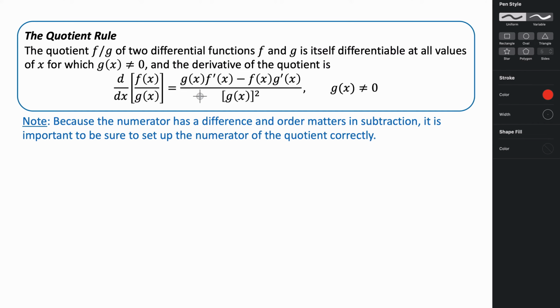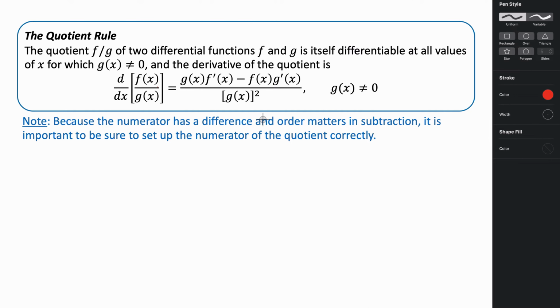The next rule we're going to talk about is the quotient rule. So if we have the quotient f divided by g of two differentiable functions, f and g, it will itself again be differentiable at all values of x where our denominator is not 0. And to find the derivative of this quotient, it will look like this. So basically you take the denominator function times the derivative of the numerator, minus the numerator function times the derivative of the denominator, all divided by the denominator function squared. Again, g of x is not allowed to equal 0 because that would make our denominator 0 and this undefined.